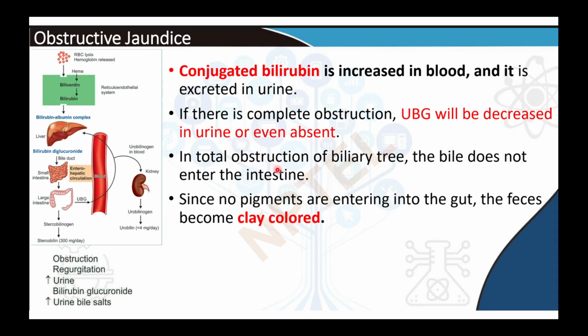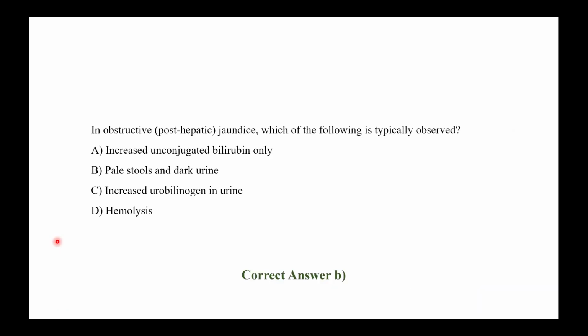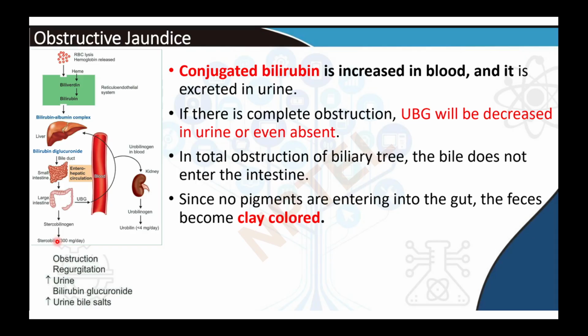And in total obstruction of the biliary tree, the bile does not enter the intestine. So this pathway will also not happen and there will be no pigment. Then there will be no stercobilin, which will result in the feces being clay colored. So pale stools and dark urine is the correct answer.